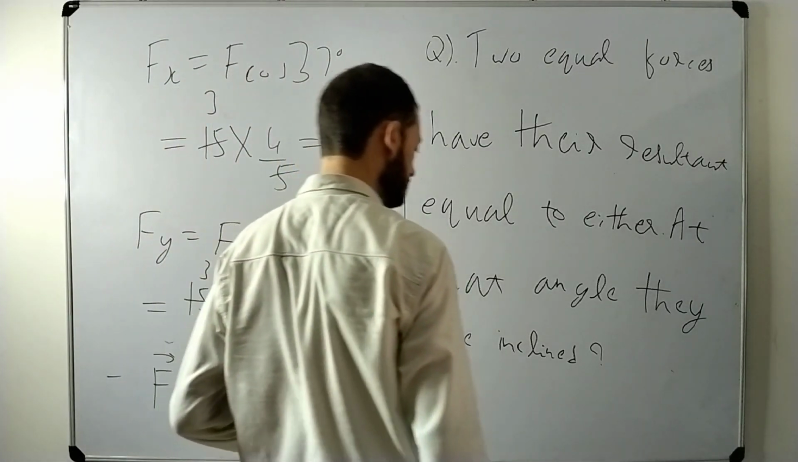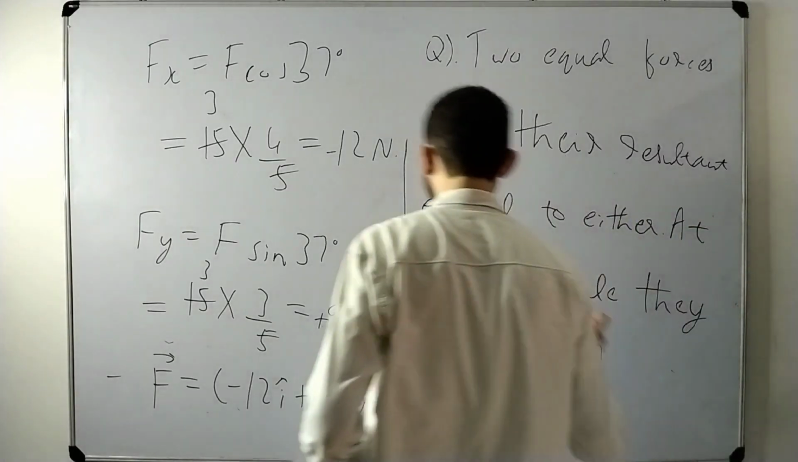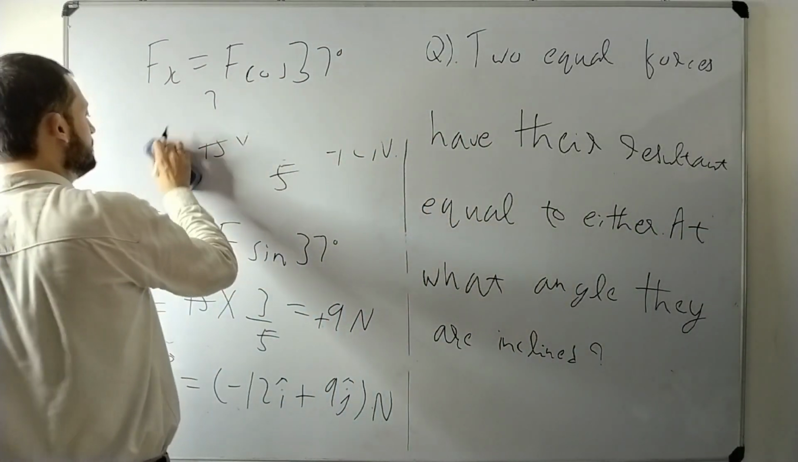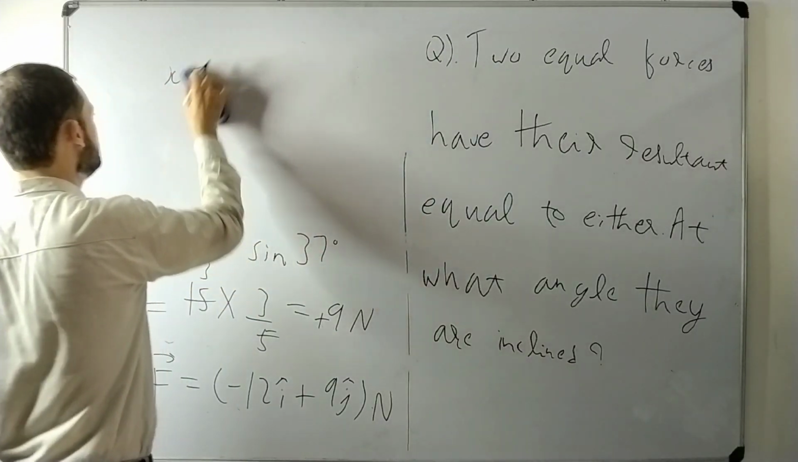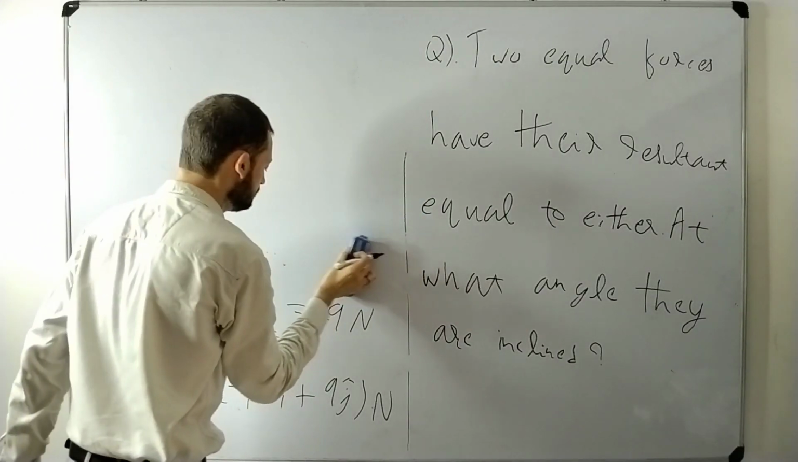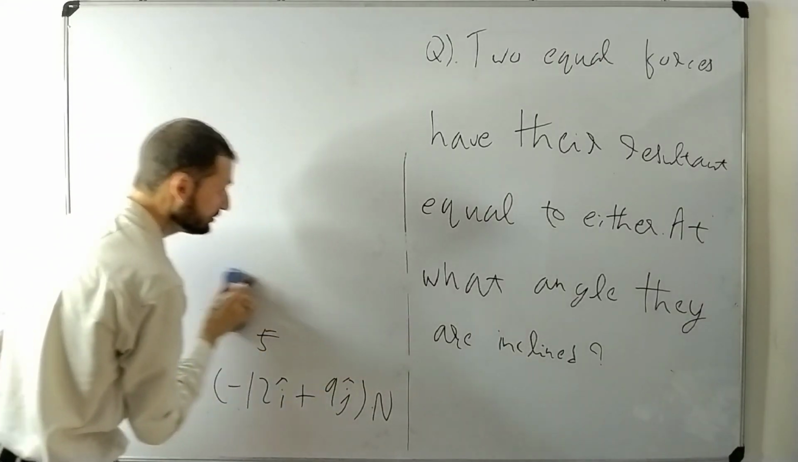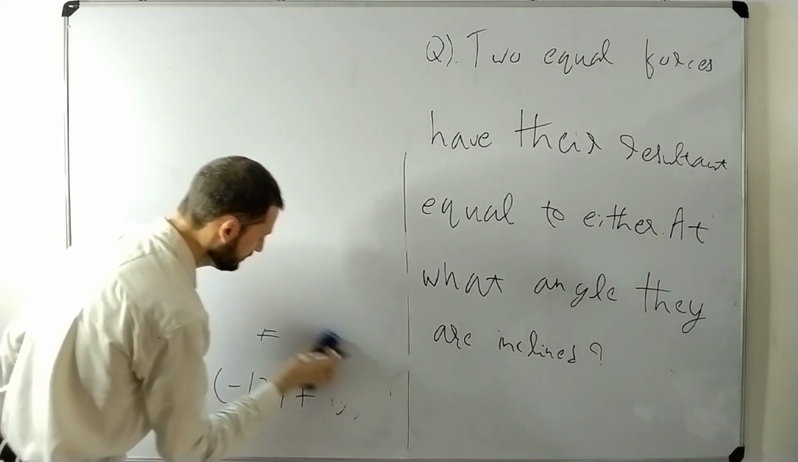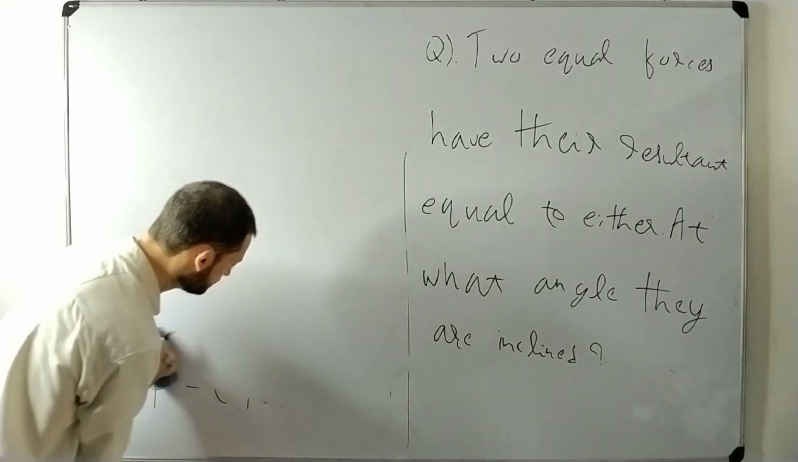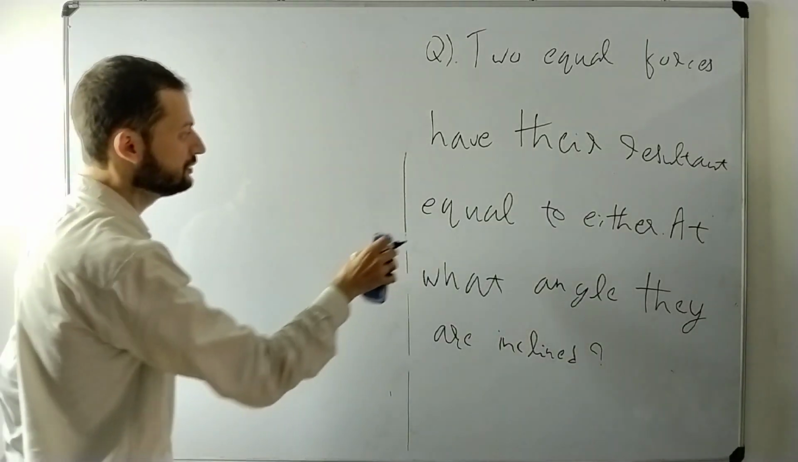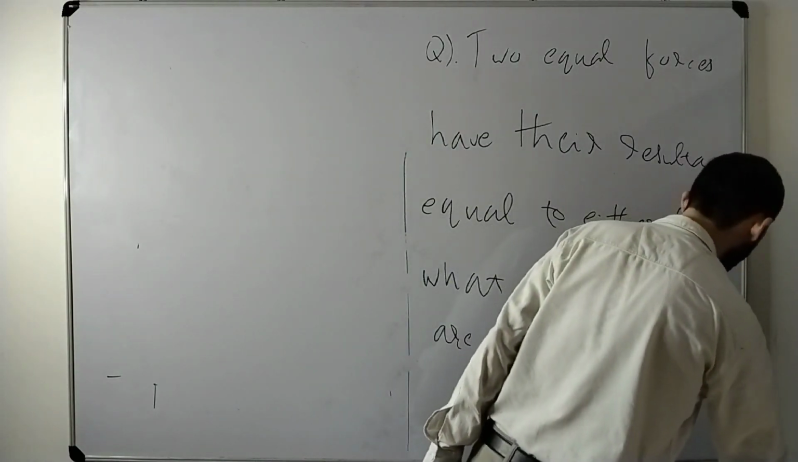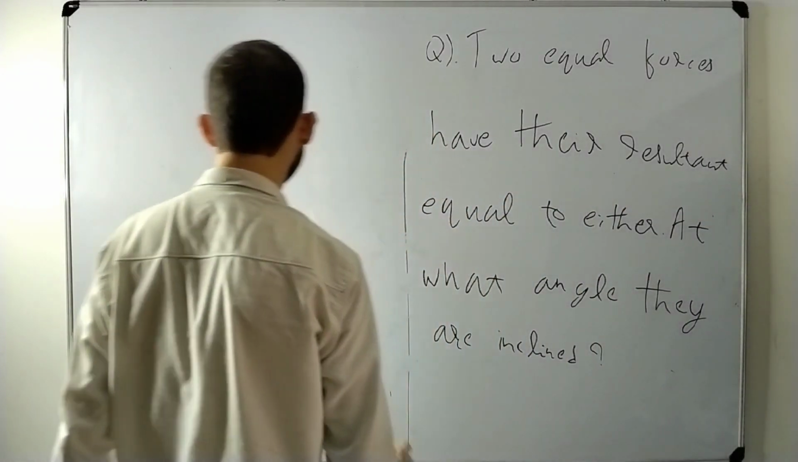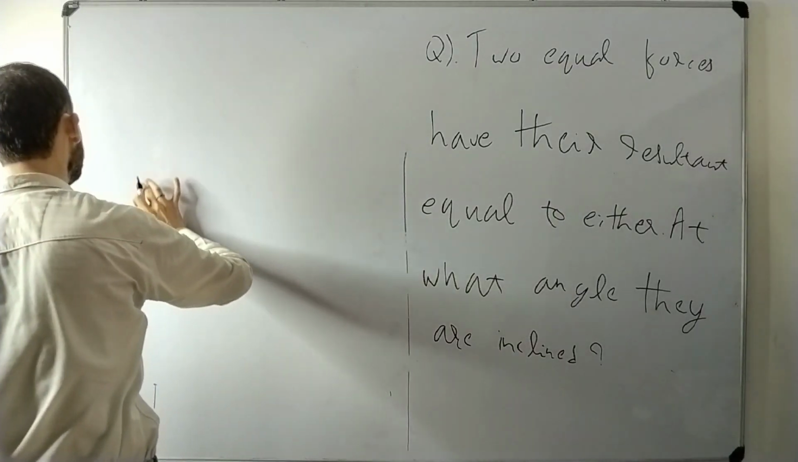So let's see what the statement of the question is. Two equal forces are given. So the forces are equal in magnitude, and the resultant magnitude is also equal to either of them. Resultant magnitude is equal to both of them. So all three forces are equal to each other.